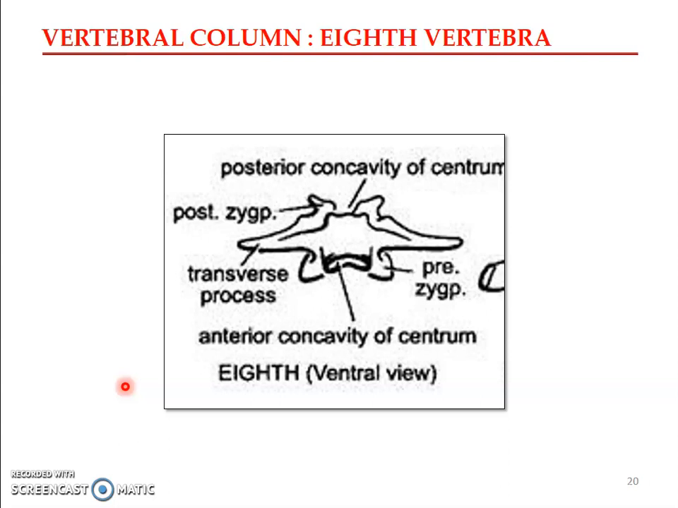The transverse processes here are long, slender, and outwardly directed. Pre-zygapophysis and post-zygapophysis are present on the anterior and posterior margins of the neural arch. You can see here the pre-zygapophysis and the post-zygapophysis, similar to the seventh vertebra. The only difference between the seventh, the typical one, and the eighth is the transverse process, which is slender, and the centrum is amphicoelous, unlike the procoelous in the typical.